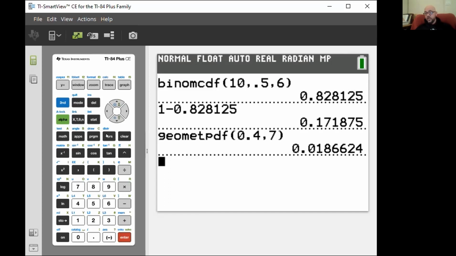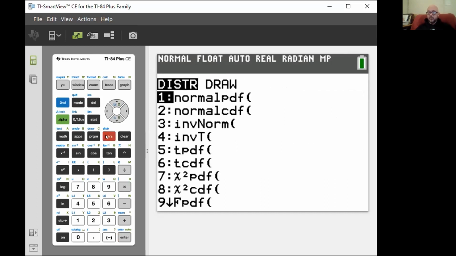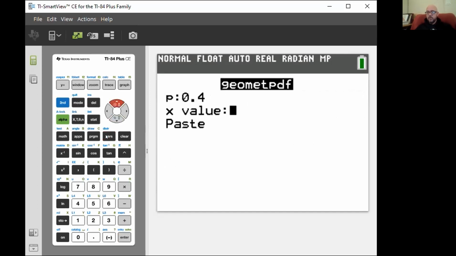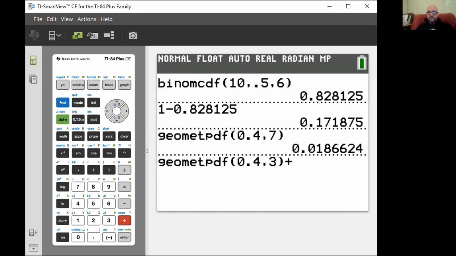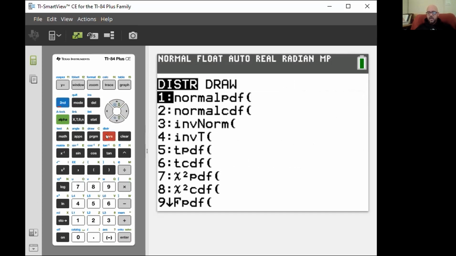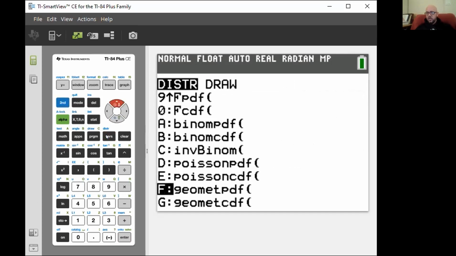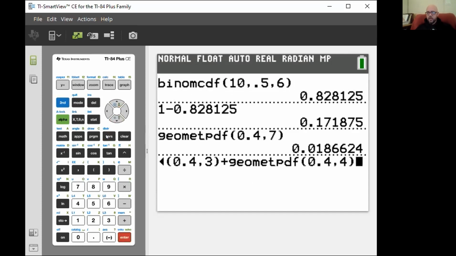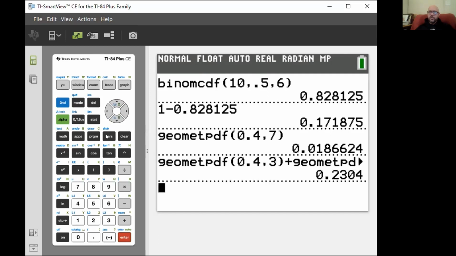And then the last part is find the probability that you must ask 3 or 4 people. There's a couple ways you could do that. I think it's probably easiest to do PDF of 3 plus PDF of 4. I think that's the simplest one, so that's what I'll do. Geometric PDF of 3 plus geometric PDF of 4. You can do these one at a time if you want, or find them separately and then add it up if you want to. So 23.04% is the answer to F.